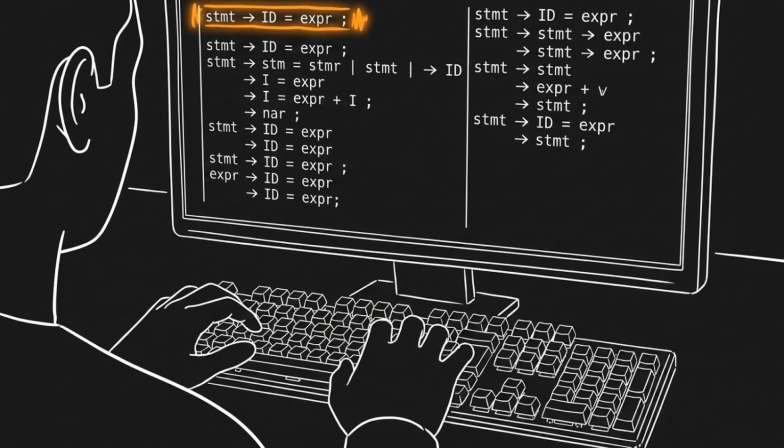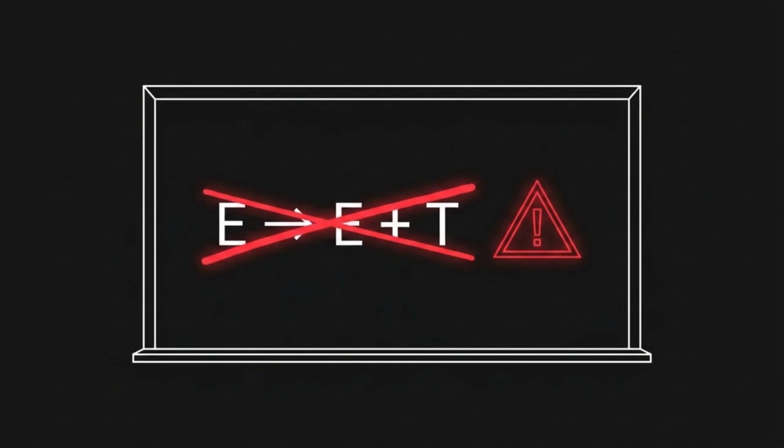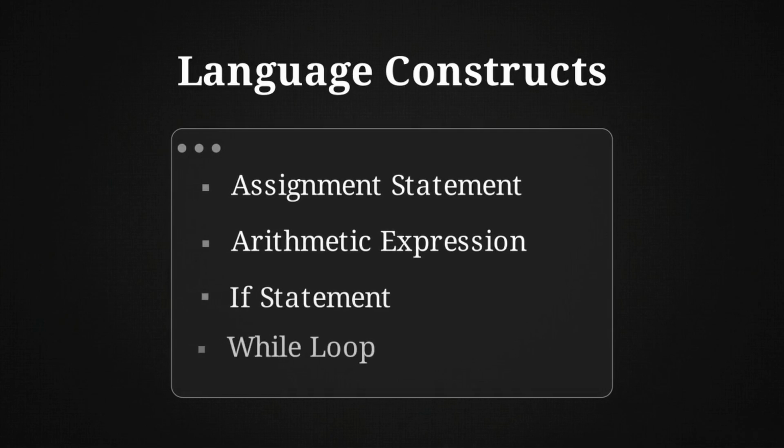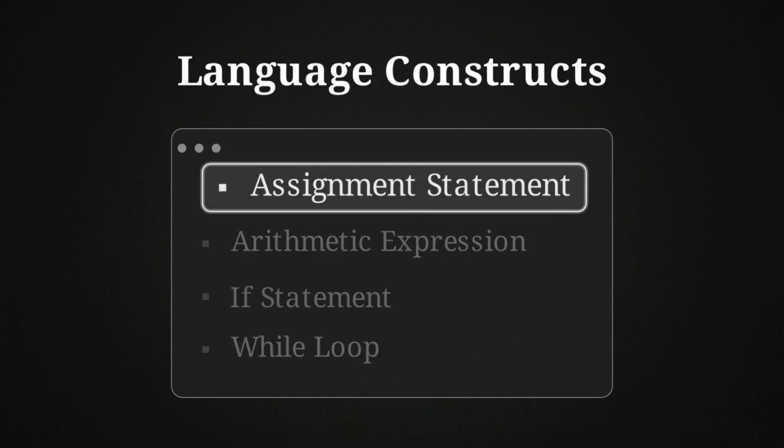Designing a compiler requires you to shift your mindset and think purely in strict, formal structural patterns. The first rule of grammar design is to never start with grammar symbols. Instead, start by identifying the language constructs you want to support, like an assignment statement.